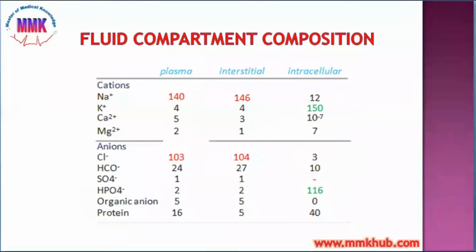So now we understand that sodium is the major extracellular cation. If you see the lower part of this table, the anions, the negatively charged ions, chloride is the major anion in the extracellular fluid compartment. While if you see potassium, potassium is the major intracellular cation, as compared to a very low concentration in the extracellular compartment.